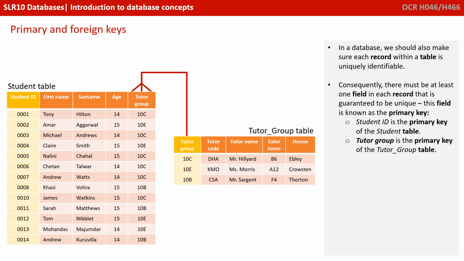In a database, we should also make sure that each record within a table is uniquely identifiable. Consequently, there must be at least one field in each record that is guaranteed to be unique, and this field is known as the primary key. So the student ID field is the primary key of the student table because it's a unique field. Tutor group is the primary key of the tutor group table.